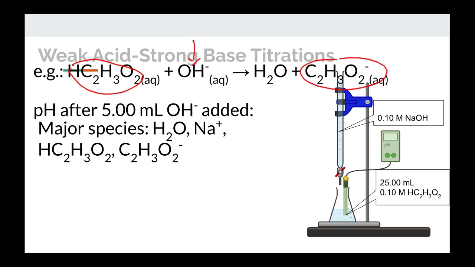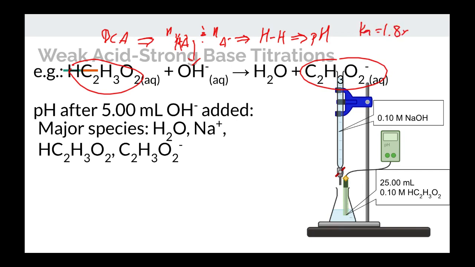That's a buffer. So the best way for us to find pH is we're going to take a BCA chart, and we're going to use that to figure out the number of moles of acetic acid. I'm going to just say HA for short. And also the number of moles of acetate ion. I'm just going to say A- for short. And then we can use the Henderson-Hasselbalch equation to find pH. Now we know that Ka here is 1.8 times 10 to the negative 5. So pKa, which we'll need for the Henderson-Hasselbalch equation, is the negative base 10 logarithm of that, and that turns out to be 4.74.